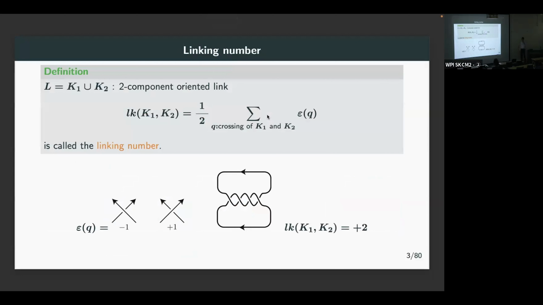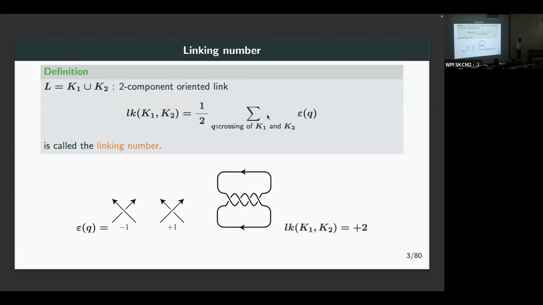We will use some invariants of the knot, and I'd like to introduce just two of those. The first one is called a linking number. So you consider a two-component oriented link. Here you see an example of the two-component oriented link. Here we mean oriented, that means that you have an orientation of each component that is indicated by an arrow. For this type of link, you can define a linking number as in this picture.